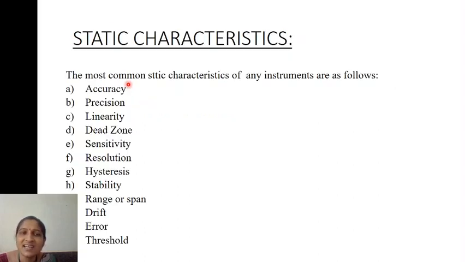Under the static characteristics, there are several: accuracy, precision, linearity, dead zone, sensitivity, resolution, hysteresis, stability, range or span, drift, error, threshold. All these are nothing but the static characteristics. We can explain them one by one now.